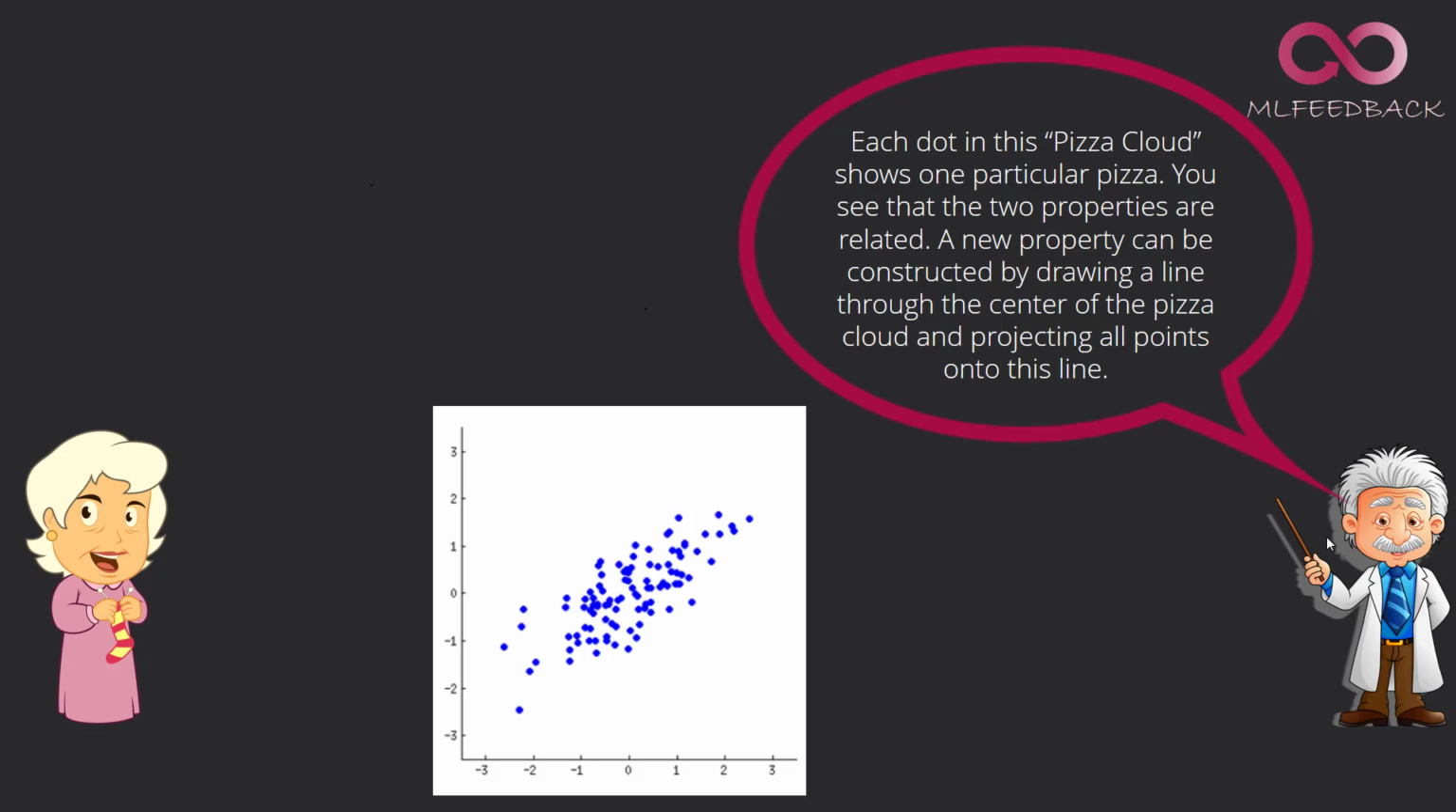A new property can be constructed by drawing a line through the center of the pizza cloud. And we want this new property to explain the maximum variance in the data set. We want this new property to be like work experience or salary, as per the example that we discussed in the previous recording.